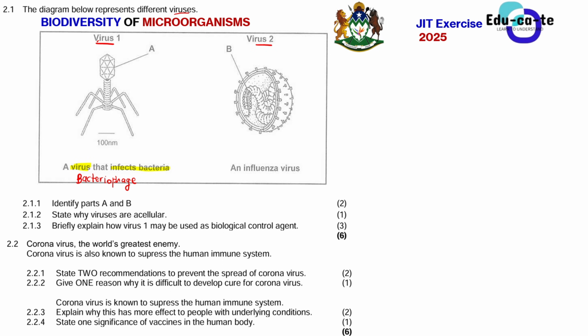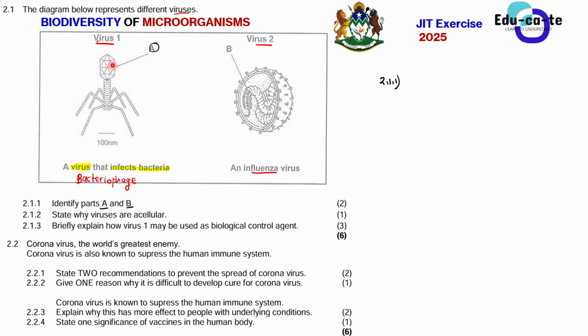And then we've got virus number 2, and they say this is an influenza virus. Remember that the influenza virus is the one that causes flu, right? And then now let's go to 2.1.1 and try to answer the questions. It says identify the parts A and B. So part A here is pointing to the bacteriophage.